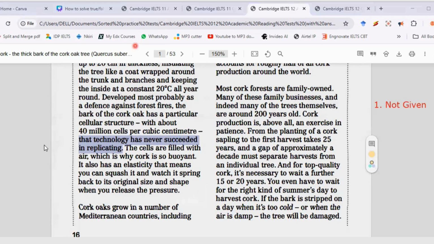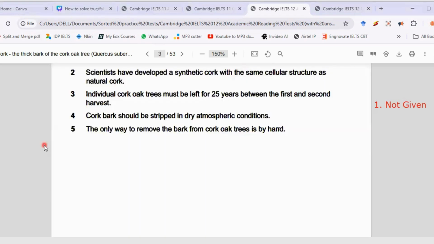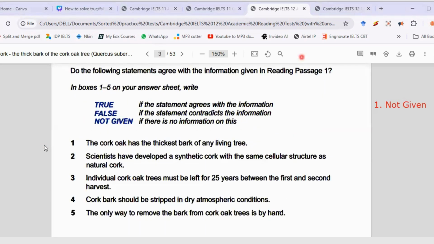Technology is a paraphrase for scientists. You see the way they paraphrase for us. Scientists is a paraphrase for technology. Developed a synthetic cork with the same cellular structure is a paraphrase. This whole thing here is a paraphrase for replicate. They use the word replicate in the passage. So my answer to number 2 is going to be what? My answer to number 2 is going to be false.